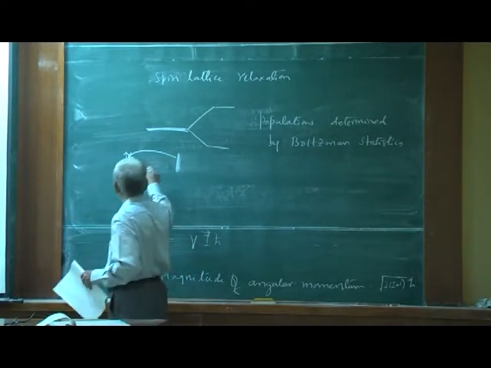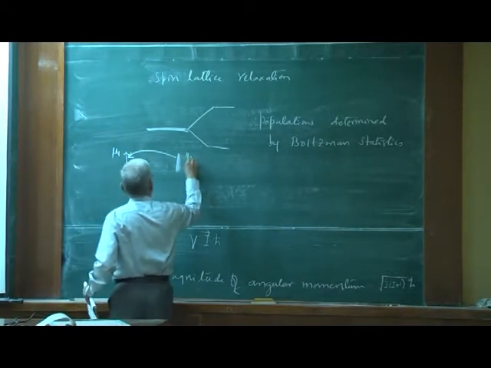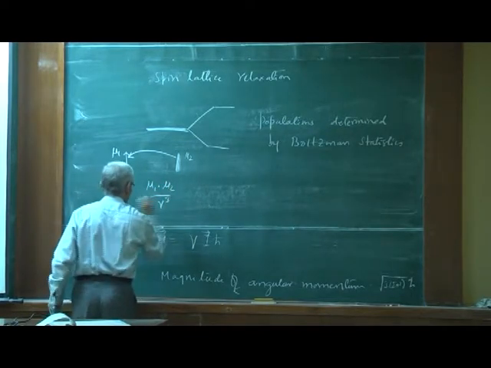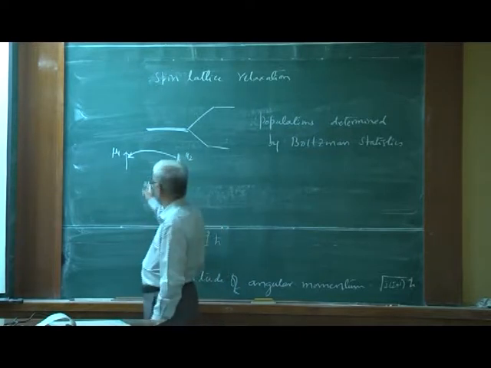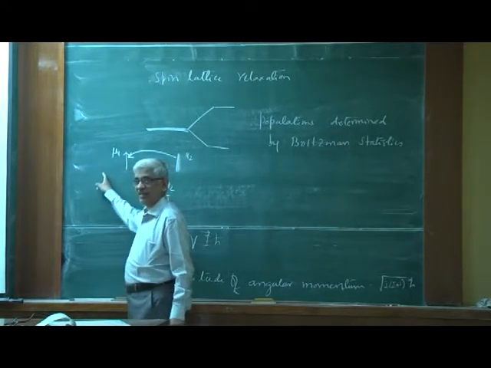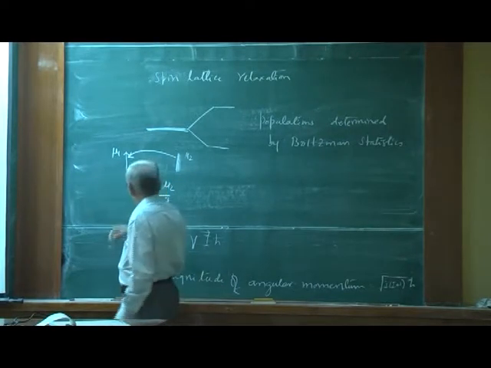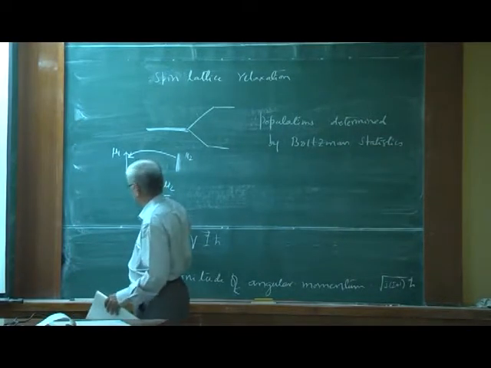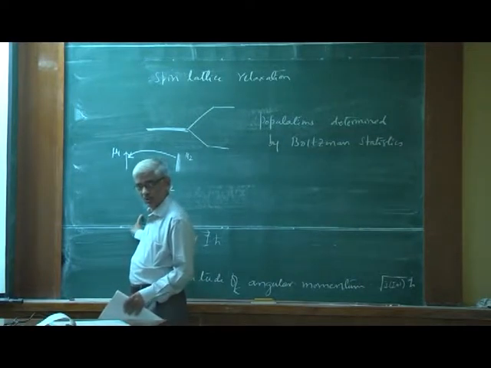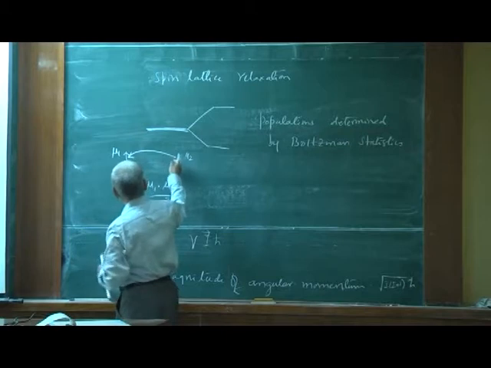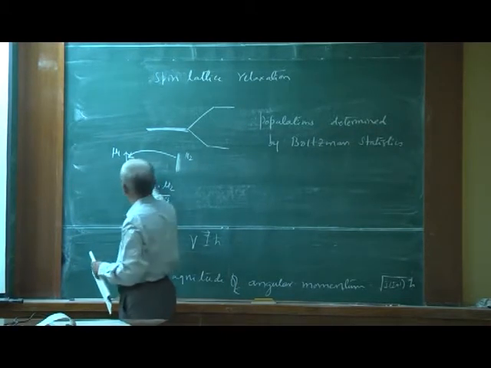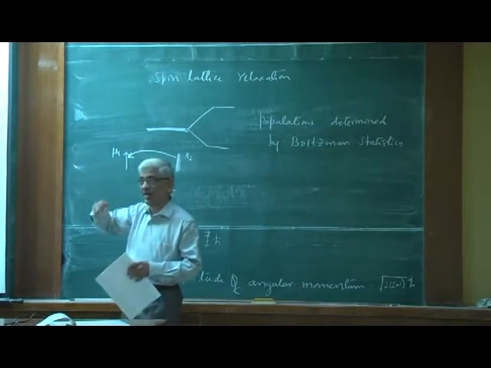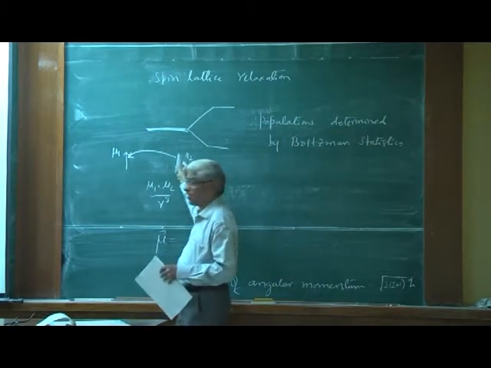So if there is an interaction, suppose this is your spin mu1, this is a spin mu2, okay? Then mu1 mu2 by r to the power 3 is the potential created by this at the site of this. That is the interaction between them. If this is a dipole-dipole interaction, it is inversely proportional to the third power of the distance between the two. And the field created by this nucleus, this magnetic dipole, at the site of this nucleus keeps fluctuating because of the motion of this relative to this.